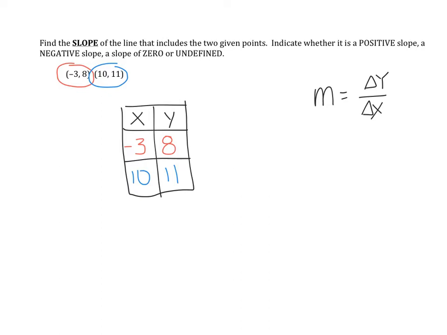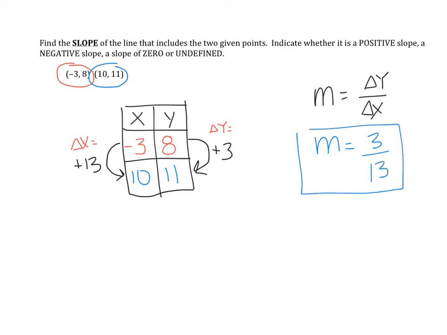Then we start taking a look at that change piece. How do I go from 8 to 11 using addition and subtraction? Well, I take 3 positive steps to go from 8 to 11, and to go from -3 to 10, I take 13 positive steps. So the change in y is equal to 3, and the change in x is equal to 13. If I go back over to my formula, the slope of this particular line is 3 over 13. I can't reduce, so there's my answer.